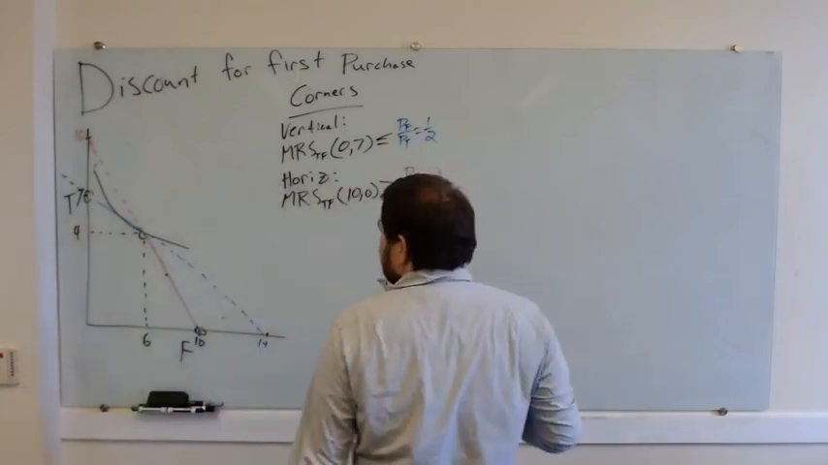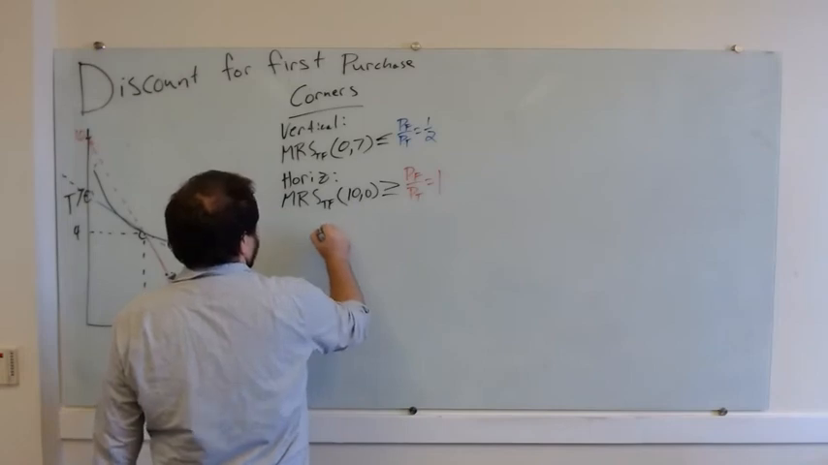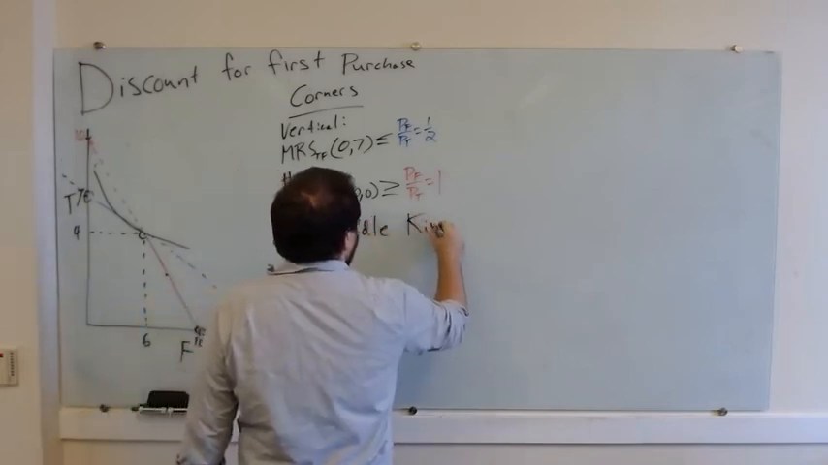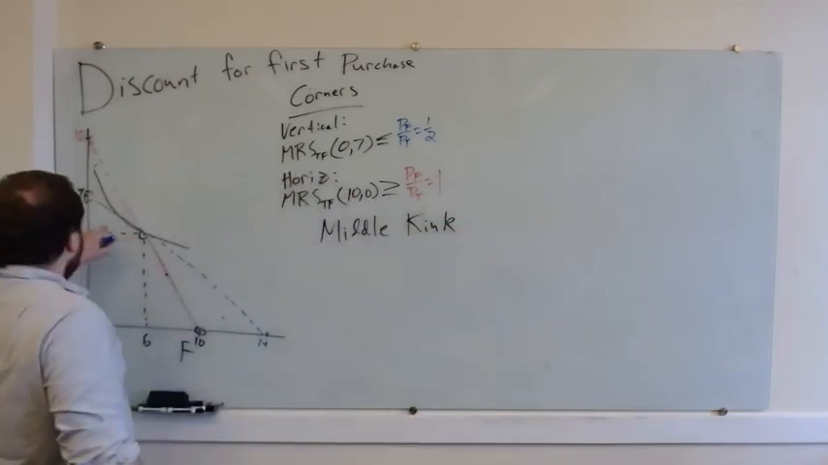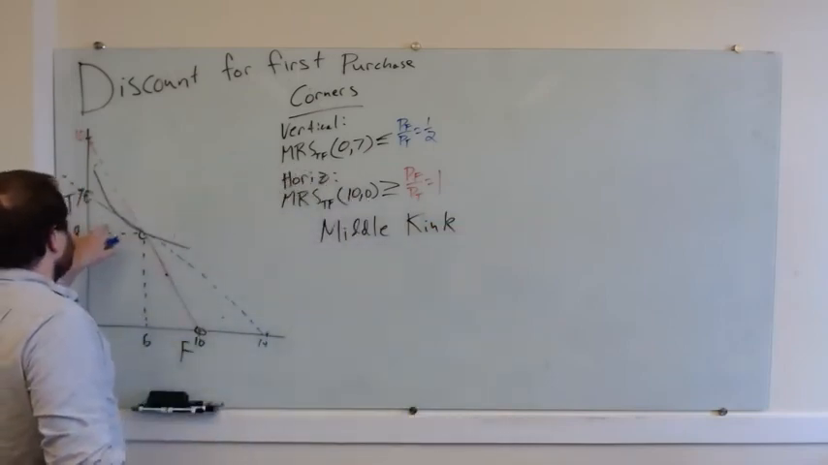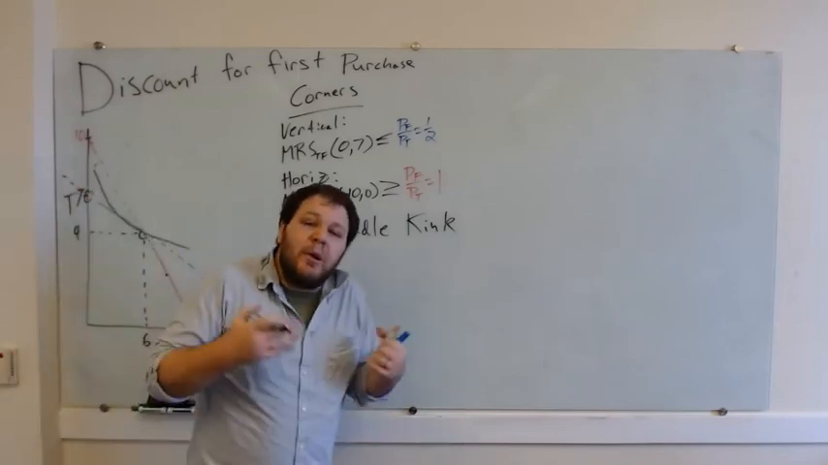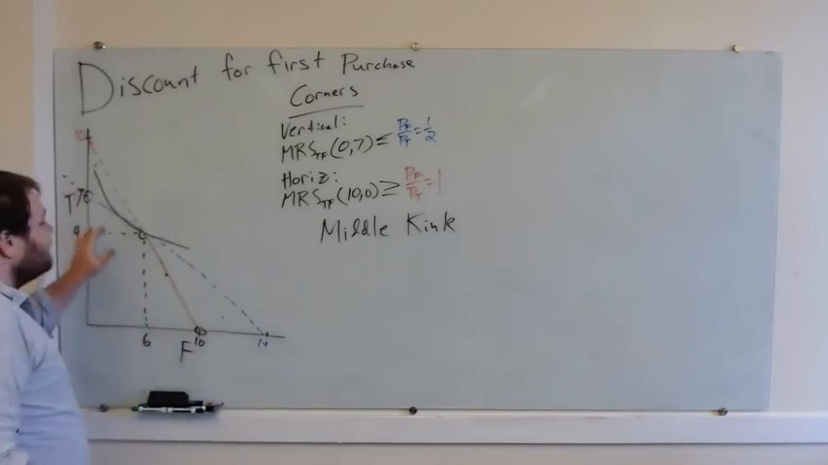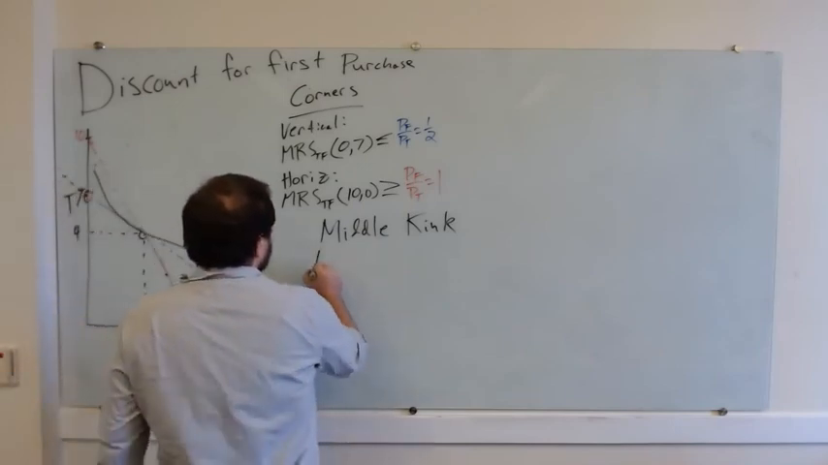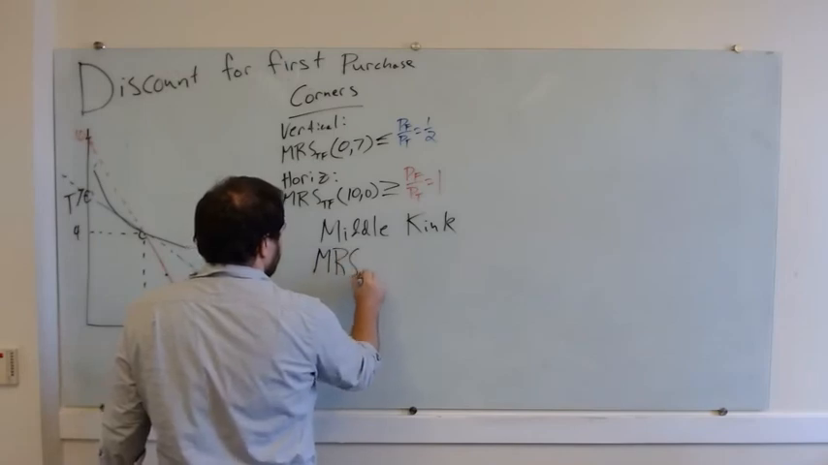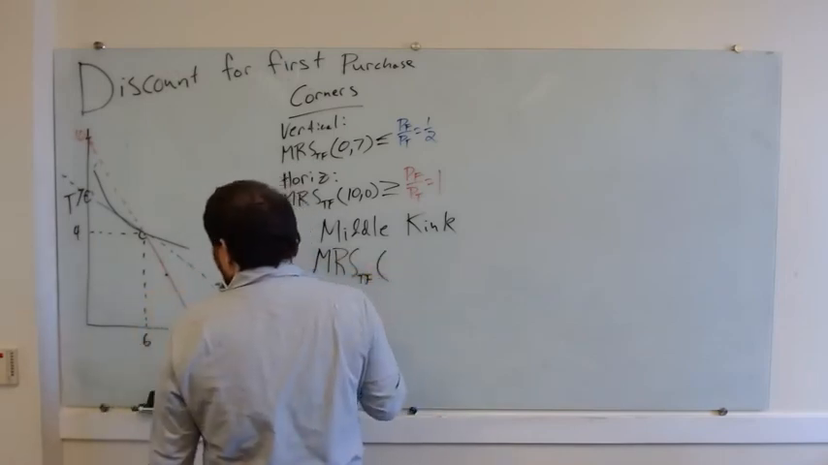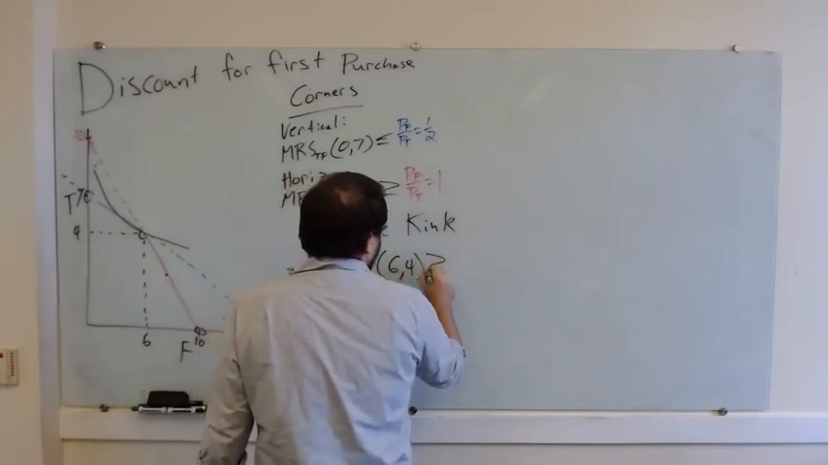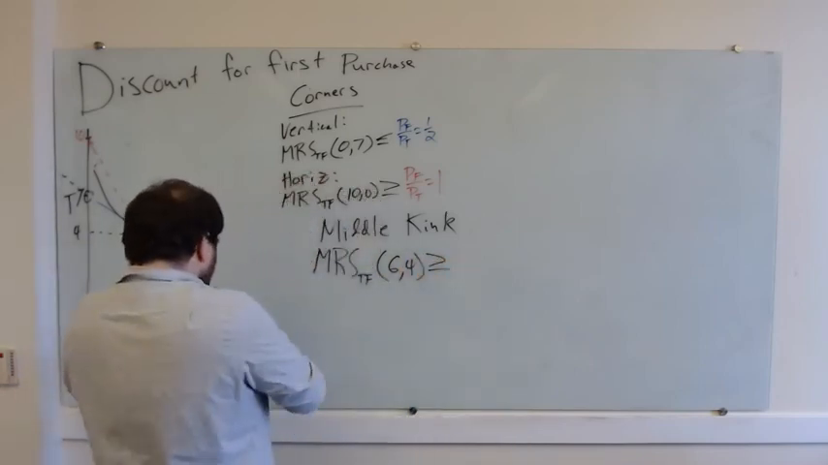So the first condition is going to be for our middle kink: if our MRS was less steep than the slope of the blue budget constraint, then we would know that the middle kink isn't optimal, because we ought to buy less froyo and more topping. So the first is that our MRS, when calculated at our kink point of 6 and 4, has to be greater than or equal to the slope of our blue budget constraint.